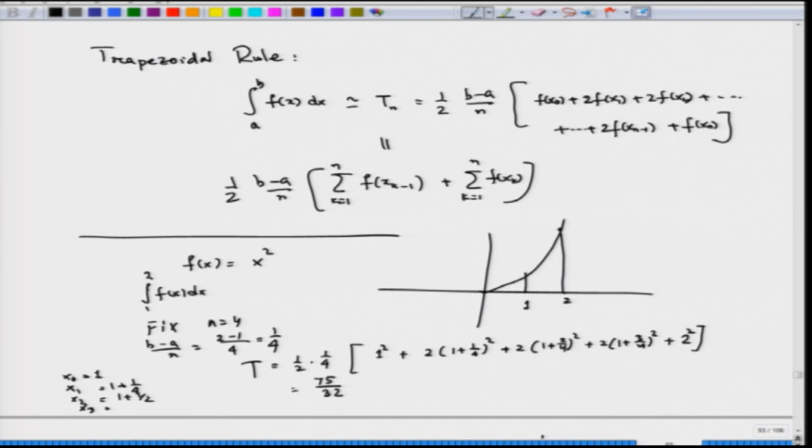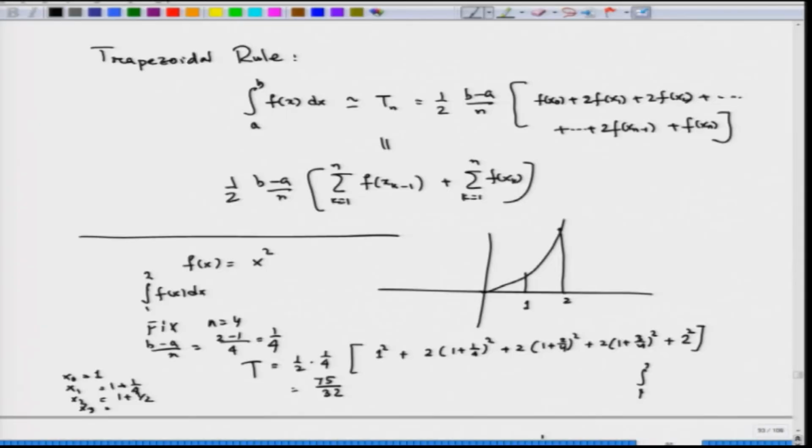Now, let us see how much error we are committing. What we know is that the integral from 1 to 2 of x square dx, by our fundamental theorem of calculus, is x cube by 3 from 1 to 2. So, which is 8 by 3 minus 1 by 3. This is 7 by 3.